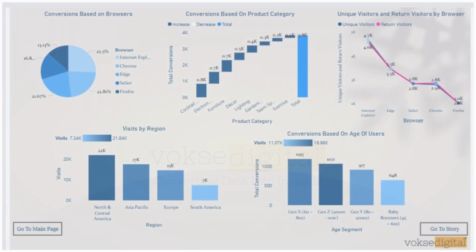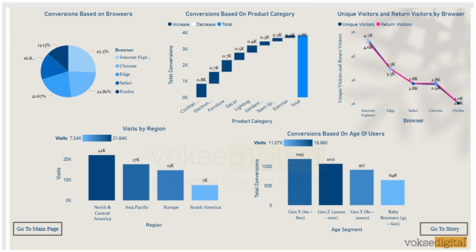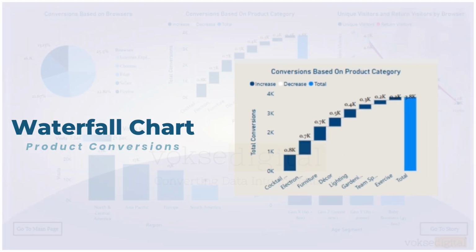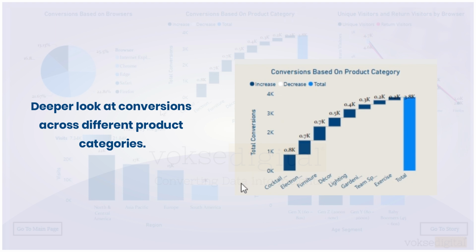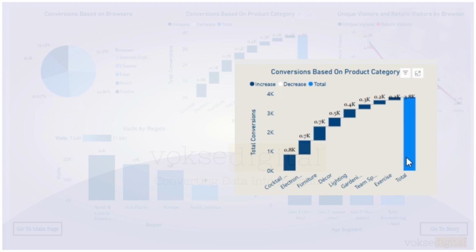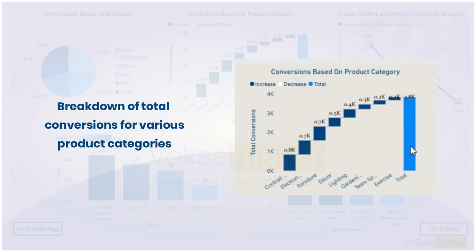In today's digital landscape, understanding which product categories drive the most conversions on your website is crucial for optimizing sales. This is where the Waterfall Chart shines, offering a deeper look at conversions across different product categories. This waterfall chart provides a breakdown of total conversions for various product categories.